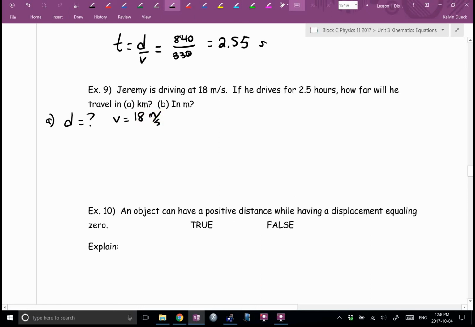I keep reading. Brian, what's that 2.5? Why can't I do this as is? And I can't. Why not? Sorry? My units don't match. I've got meters per second, and I've got time in hours. One of these has got to go. We can convert v to kilometers per hour, or we can convert time to seconds. Brian, pick.